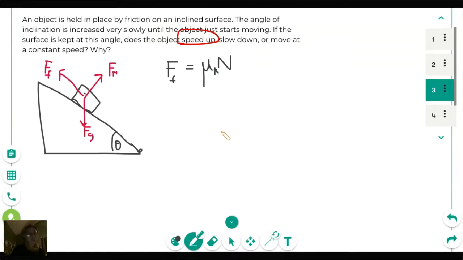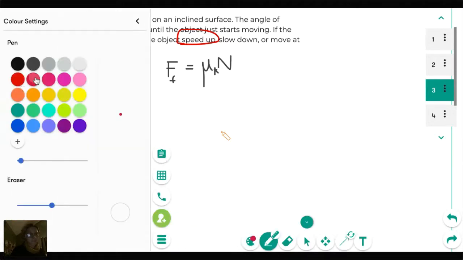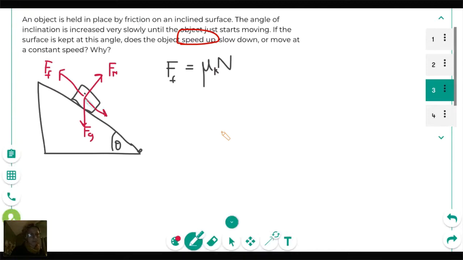And the coefficient of kinetic friction is going to be less than the coefficient of static friction for any pair of surfaces. And so if this is in equilibrium at that angle theta, when the box just starts moving, with the coefficient of static friction, then once it's the coefficient of kinetic friction, this frictional force is going to be smaller than the component of the gravitational force that's parallel to the ramp. And so this is not going to be in equilibrium anymore. This one is going to be bigger. And so not only is the box going to slide down the ramp, it's going to speed up as it slides down the ramp. It's going to accelerate.